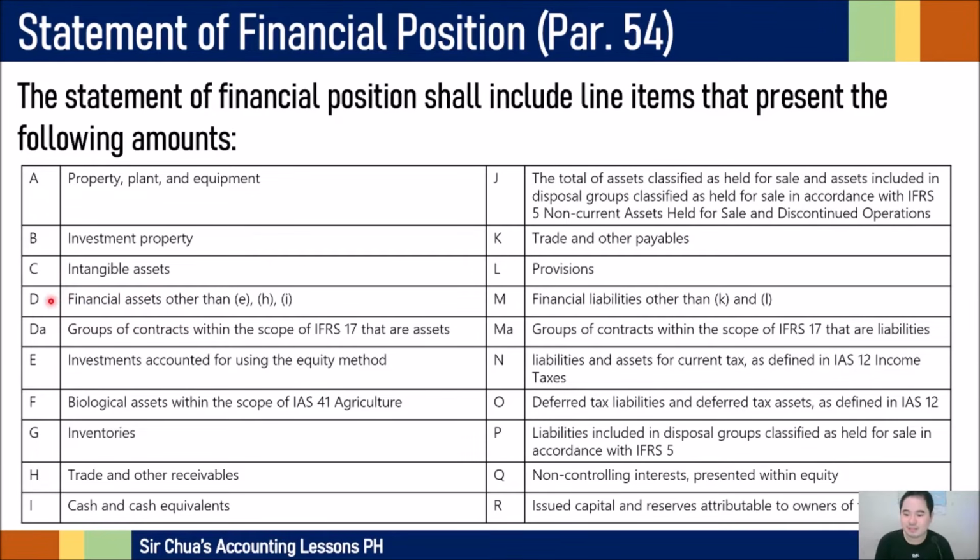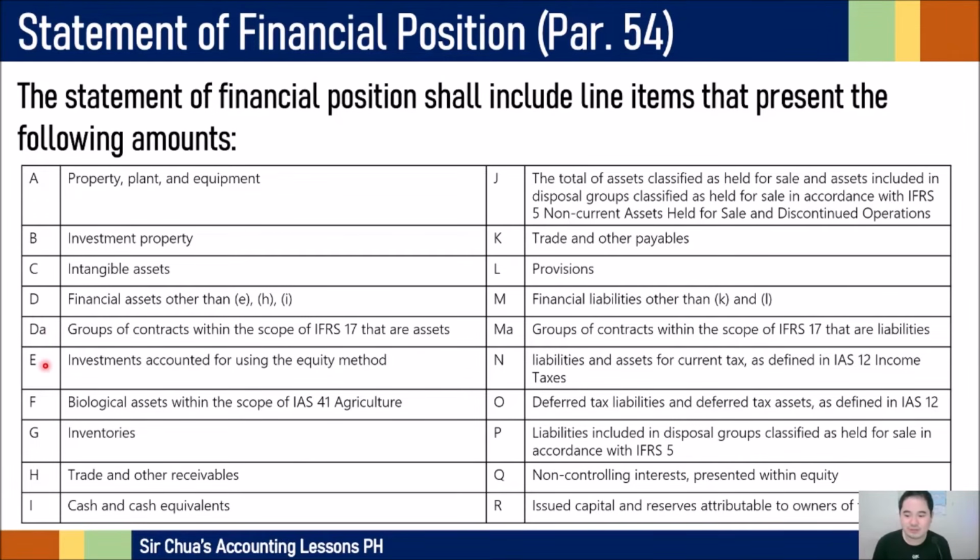Financial assets other than those in E, H, and I, yung ating po mga investments, receivables, and cash. Okay? And then, meron po tayong D sub A, bagong add yan sa standard. Groups of contracts within the scope of IFRS 17 that are assets. IFRS 17 is insurance contracts. So, meron po tayong mga separate assets and liabilities na dapat i-report. So, we just dig deeper when we are already in IFRS 17 discussion.